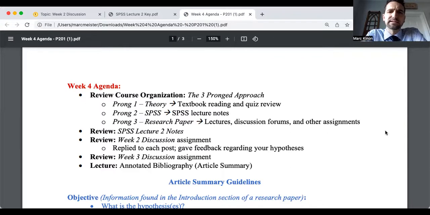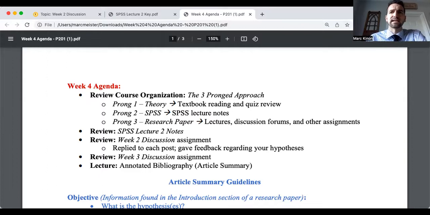Prong 3 of this class is the actual research paper, okay? Lectures like this one. So the lectures are focused on writing a research paper. Discussion forums. Each week, you're doing a little piece of the paper, and after a lot of weeks, you'll have written the paper. And other assignments, meaning the rough draft assignments, okay?